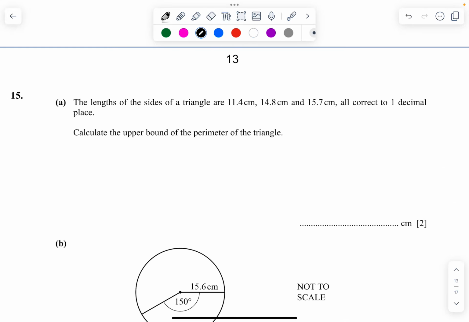The lengths of the sides of a triangle are given, correct to one decimal place. Find the upper bound of the perimeter of the triangle. So again, these are all correct to one decimal place. One decimal place means nothing but what? 0.1. So whenever we have that one decimal place, what am I going to do? Divide by 2, as we have already done in paper 2. Divide by 2, which is 0.05. So we get 0.05.